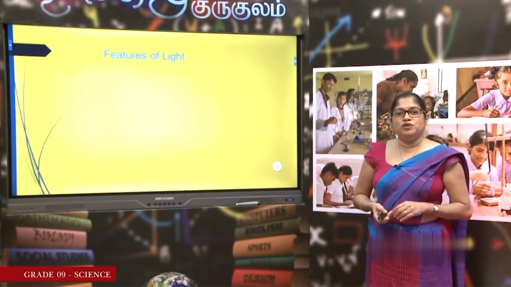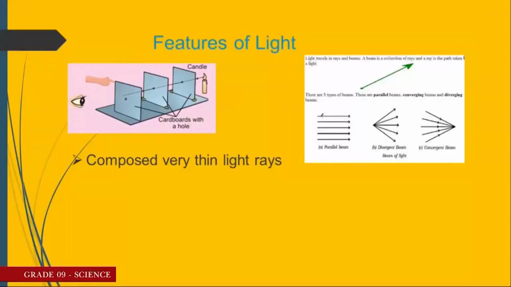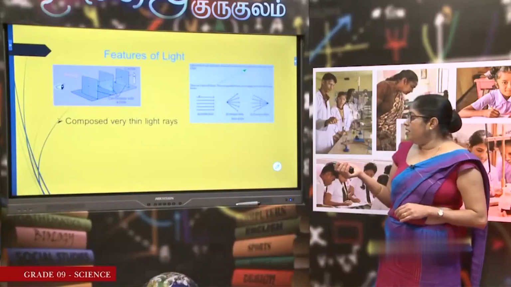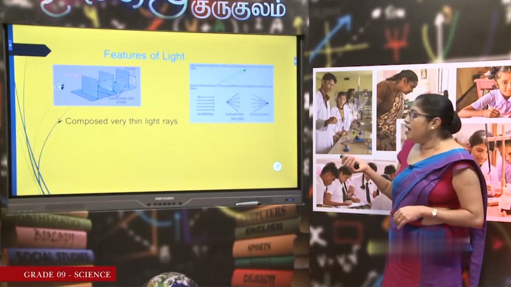Let us move on to the features of light. Light is composed of very thin light rays. This is one light ray. So, a light ray is represented by a straight line, and the direction in which it travels is represented by the arrow head. A collection of light rays is known as a beam of light. There are three types of beams: parallel beam, divergent beam and convergent beam.